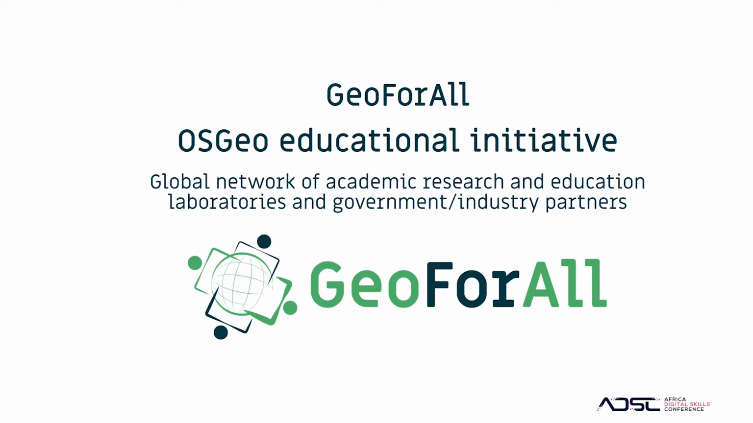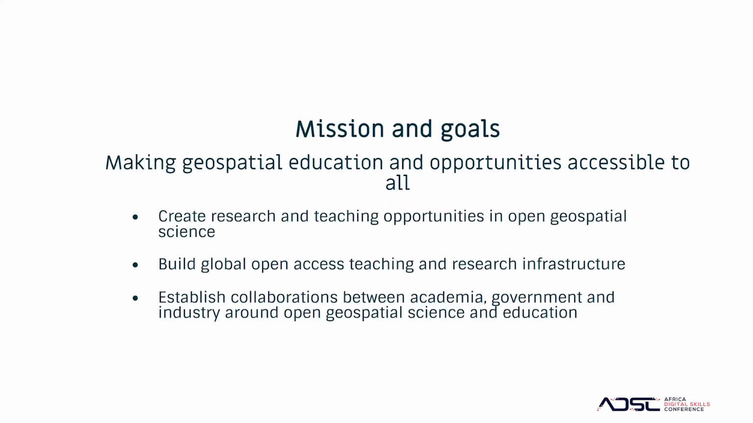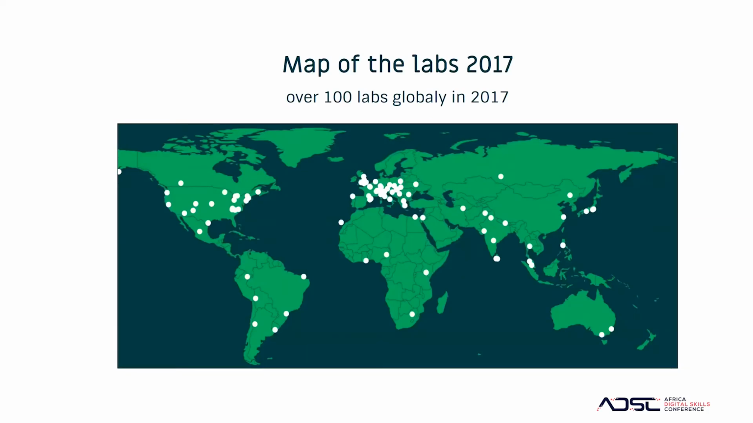It's a network of laboratories and institutions across the world. The mission is to create research and teaching opportunities in open source geospatial science and build a global open access teaching and research infrastructure, and also establish good networking between these. This picture is from 2017, and you can see them scattered across. I knew there was one in Ghana. I don't know the status now, but when you look at the most recent map, that dot is no longer on the map. So if you are interested in this, just get in touch with the Geo for All team.